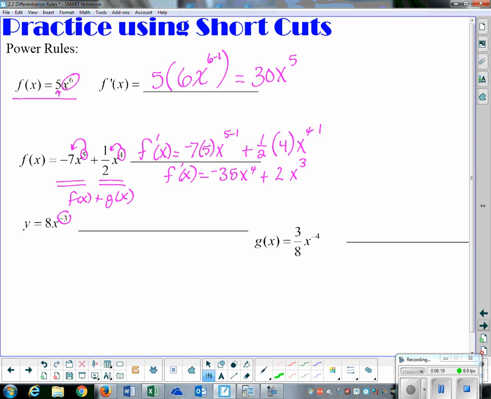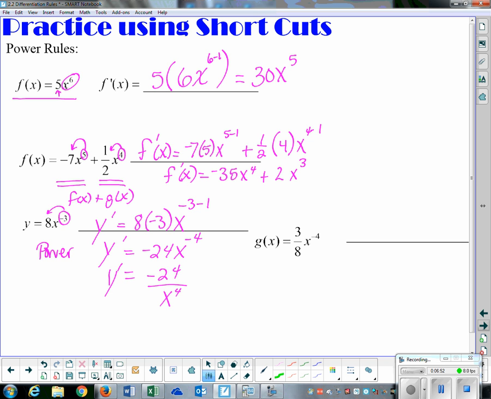I have a negative exponent, but that's not going to be a problem. I still just use the power rule, and the power rule says bring the power down in front, so I'm going to have y prime to show that this is the derivative. 8 times that negative 3 coming down, x raised to the negative 3, reduce it by 1. Let's simplify. That makes y prime equal to negative 24, x to the negative 4. Well, if we don't want to leave a negative exponent, we could drop it down below and write it as a positive 4. That would be a preferred result there at the end.